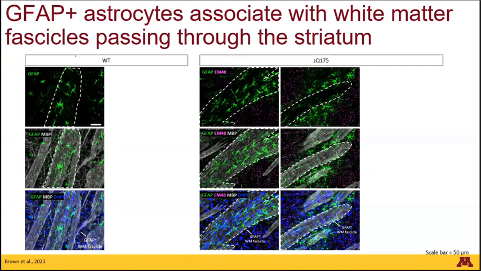And this makes a lot of sense. GFAP is actually highly expressed in white matter astrocytes. This has been known for a while, but typically HD researchers think of the striatum as a gray matter structure, when in reality, it has a ton of white matter.